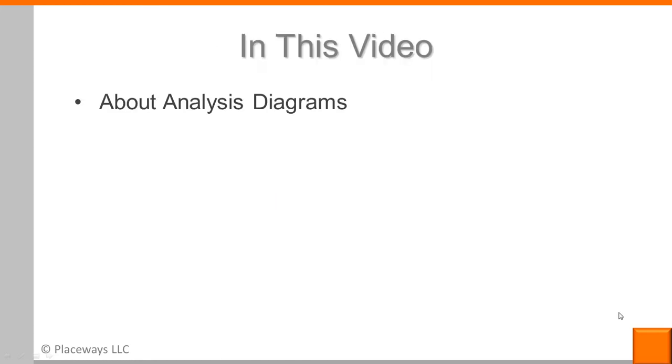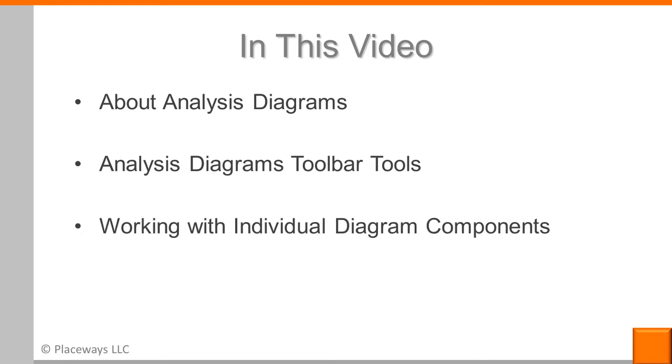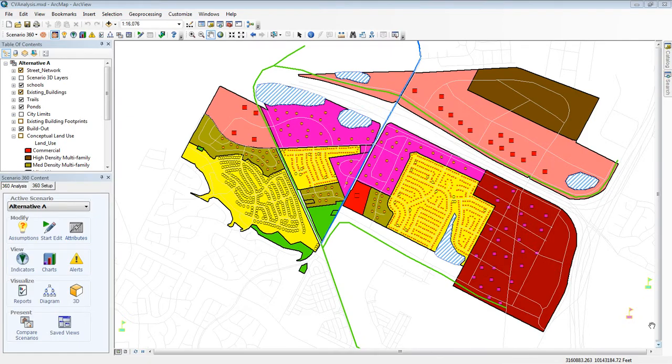In this video we'll introduce analysis diagrams, we'll talk about the toolbar tools, we'll talk about how to work with individual diagram components, and we'll give a few tips on displaying diagrams. The purpose of analysis diagrams is to give you a visual way of understanding the relationships, the logical or mathematical relationships between different parts of your components like assumptions, indicators, and attributes.